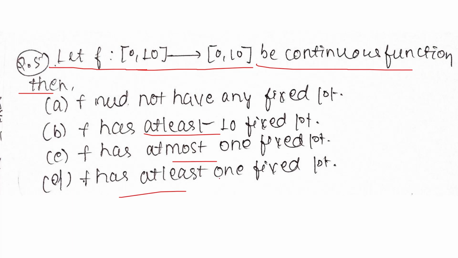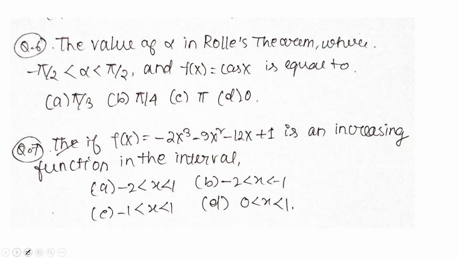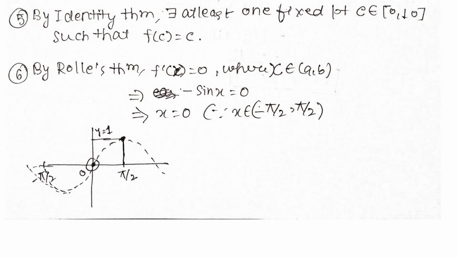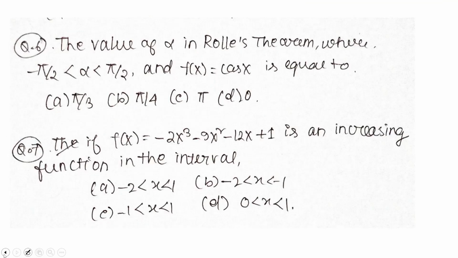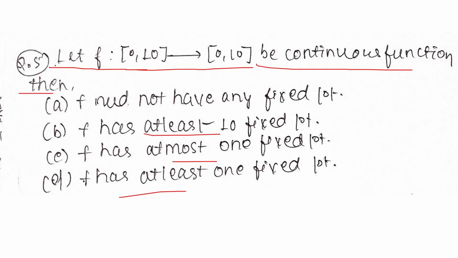So this is an application of the identity theorem. Next slide. Okay, it is the application of the identity theorem. Because by the identity theorem, there exists at least one fixed point c belongs to (0, 1) such that f(c) equal to 0. It is mentioning the words at least. It is a direct application of the identity theorem. So it will have at least one fixed point. This is the right answer.